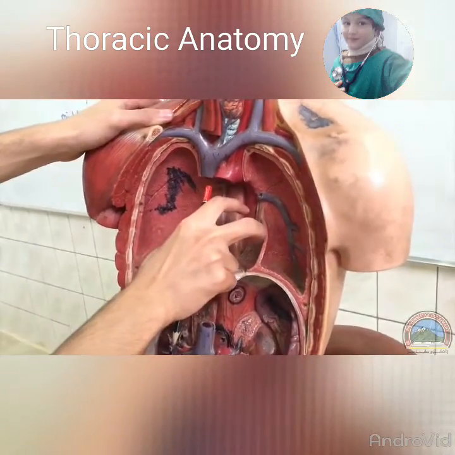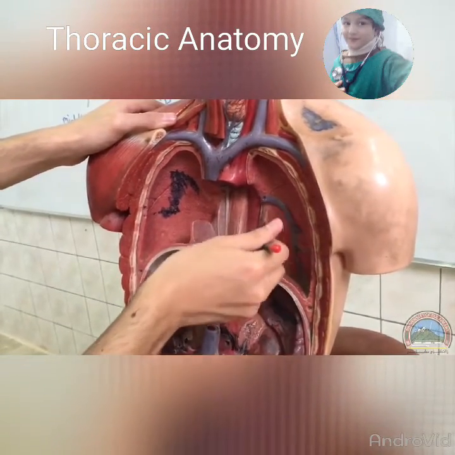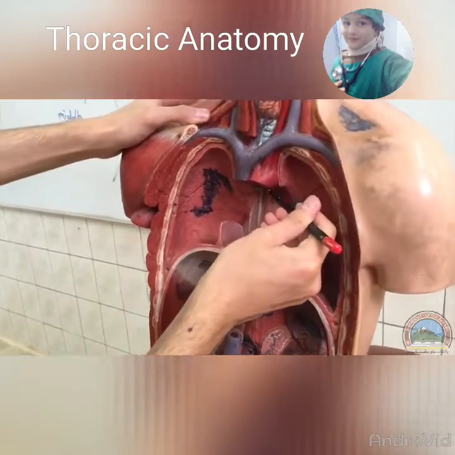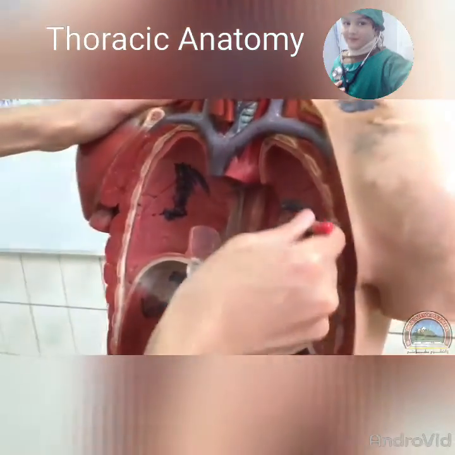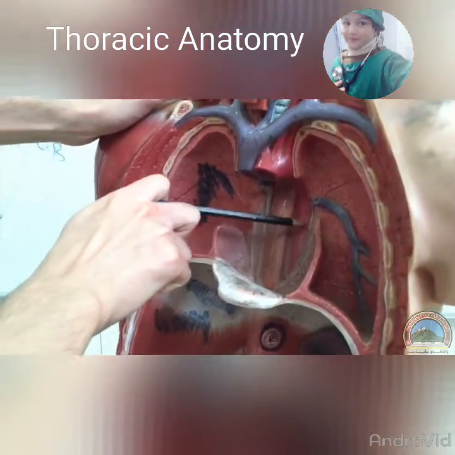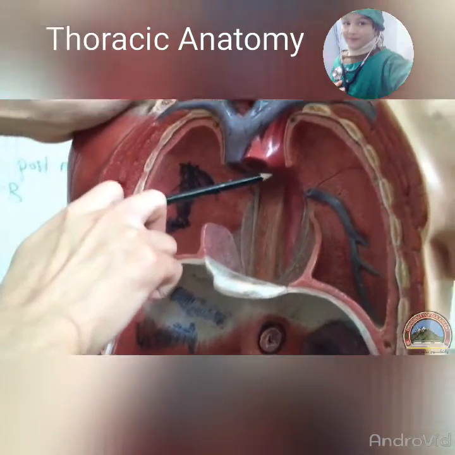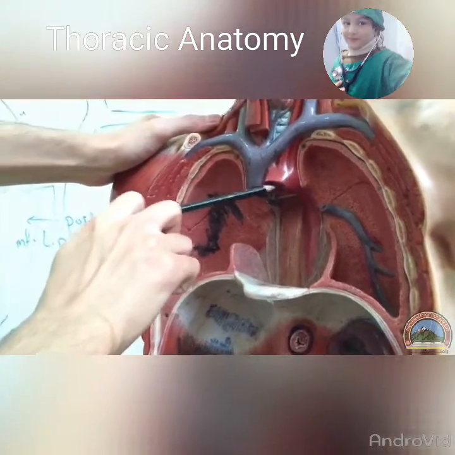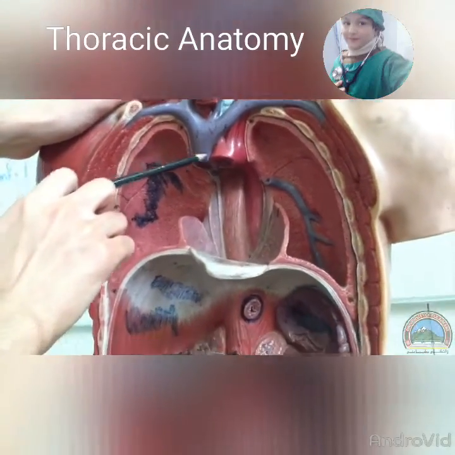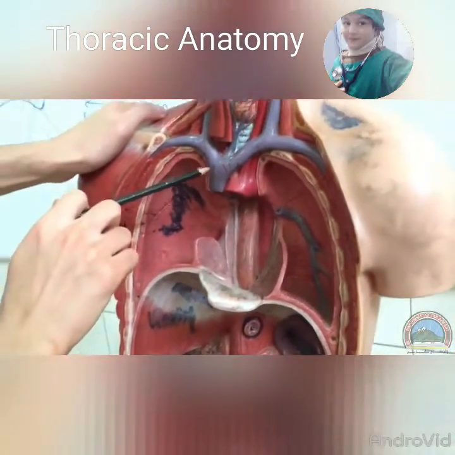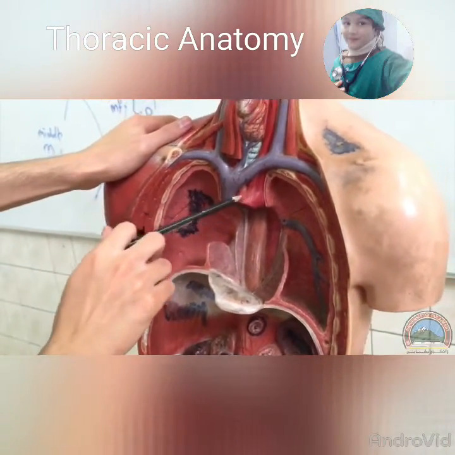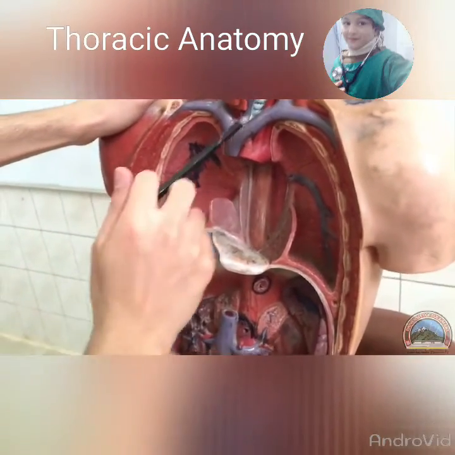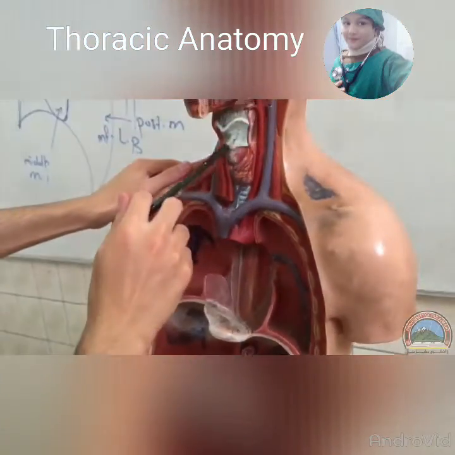This is the heart. So the aorta goes behind the heart, and it will arch like that. See if you can see this arch. This is the aorta. It will arch like this. This is the superior vena cava. This is the aorta again. This is the esophagus, and this is the trachea. This is the larynx.